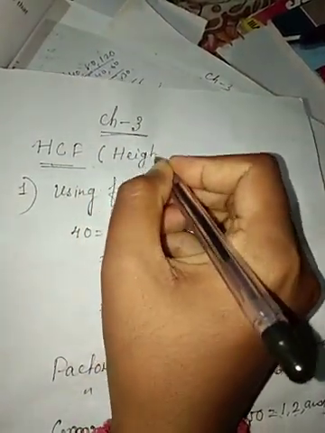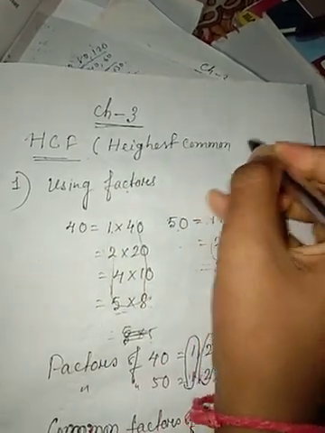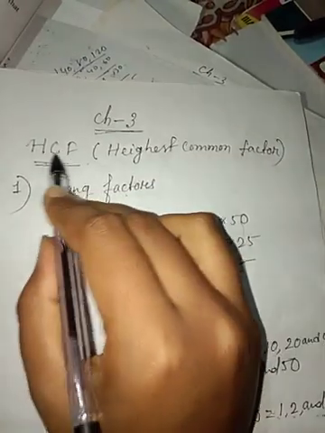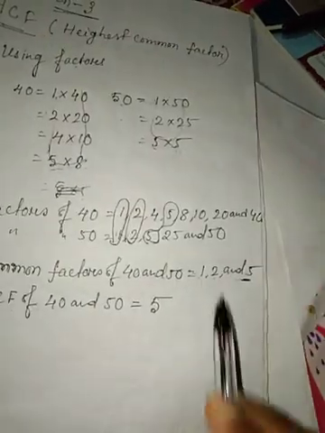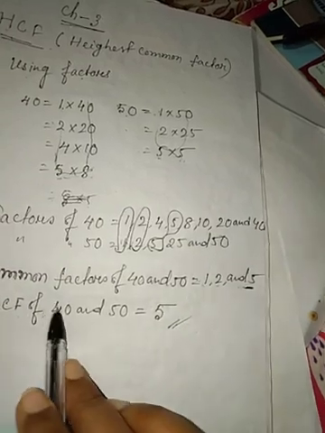Now see, what is the meaning of HCF? This is highest common factor. This is the meaning of HCF. Full form of HCF: highest common factor. So among the common factors, which is the highest? 5. So I write 5. This is the HCF of 40 and 50.